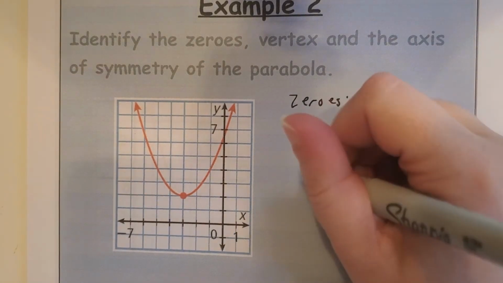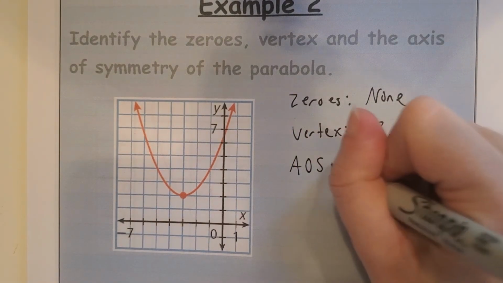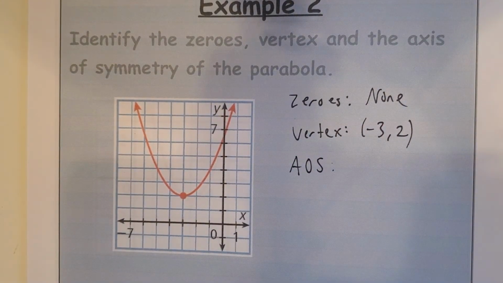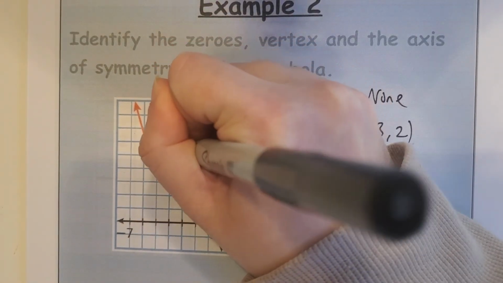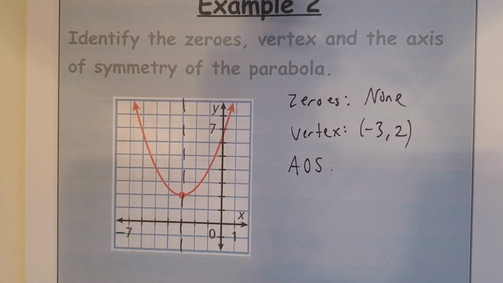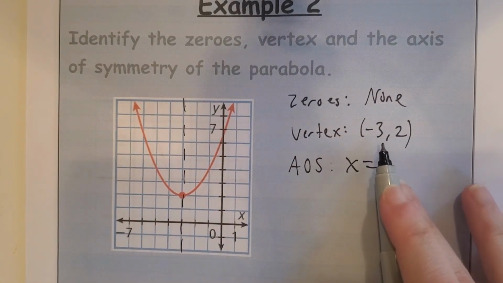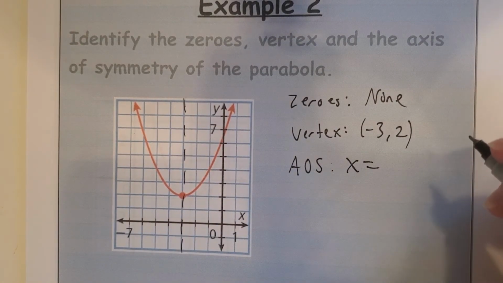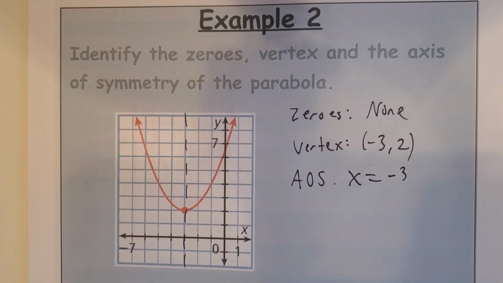And the axis of symmetry. You'll usually see me use the abbreviation AOS for axis of symmetry. You can absolutely use it too if you want. Again, if I actually drew it in, it would pass through the vertex, and it would be a vertical line that splits the parabola in half. And the equation, since it's a vertical line, would be x equals whatever the x value of your vertex is, which we just found is -3. So the axis of symmetry is x equals -3. And that's it for the problem.